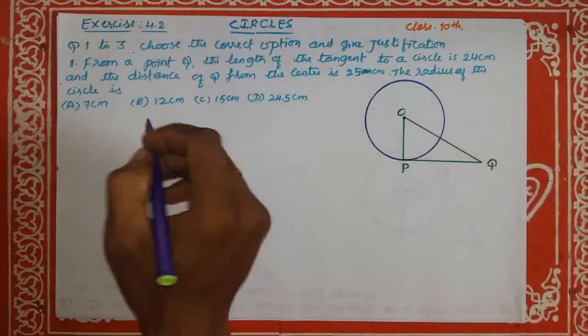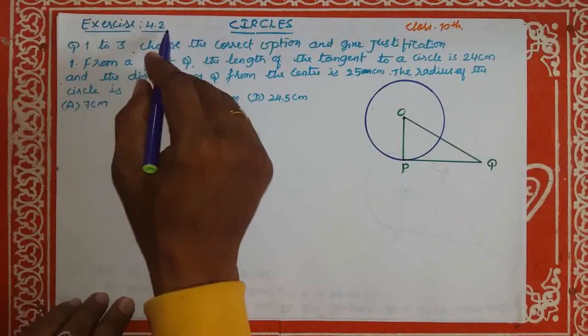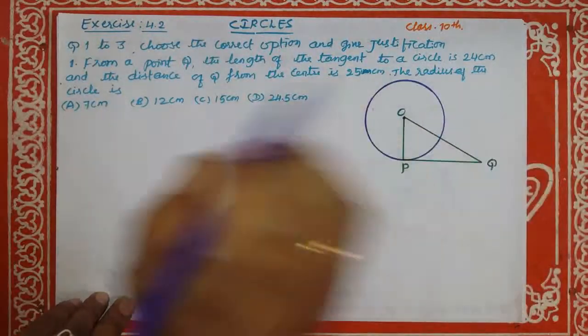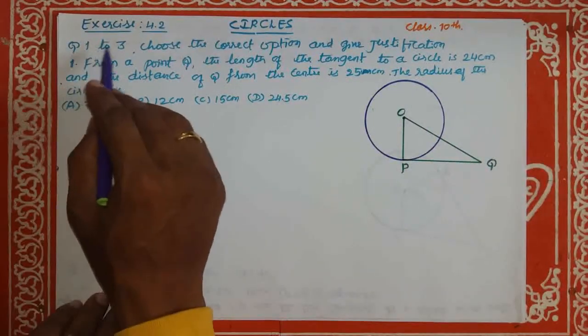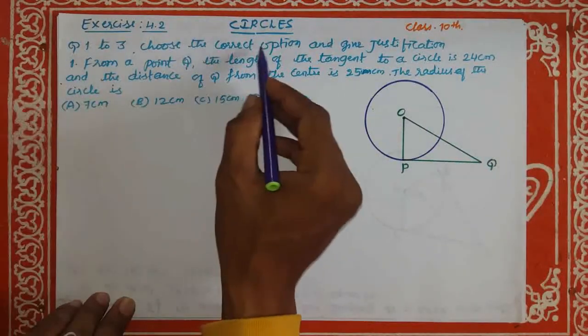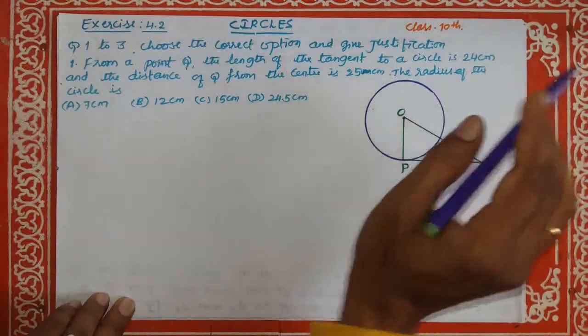Dear students, now we will discuss exercise 4.2, Circles, class 10 standard. Questions number 1, 2, 3. Choose the correct option and give justification.